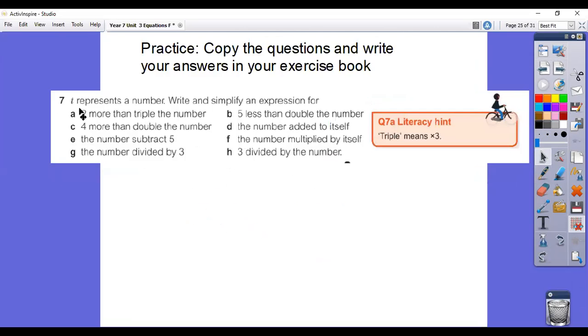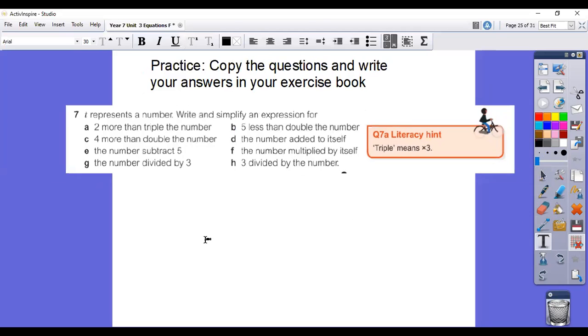And then the next question, question 7, t represents a number. Write and simplify an expression for 2 more than triple the number. So we have a letter t to represent a number. And then we want to write an expression for 2 more than triple the number. Well, triple means times 3, multiply by 3. So to write multiply by 3, we write 3t. And because there's 2 more, we then write plus 2. So this would be 3t plus 2.